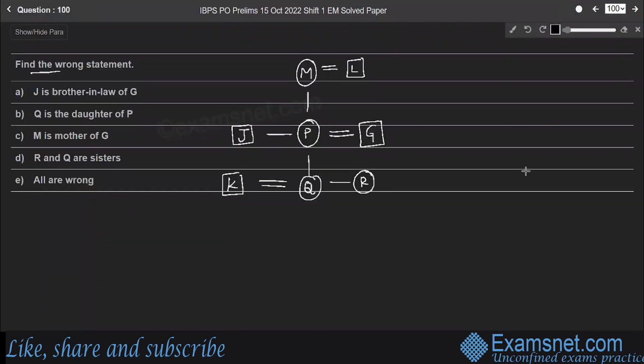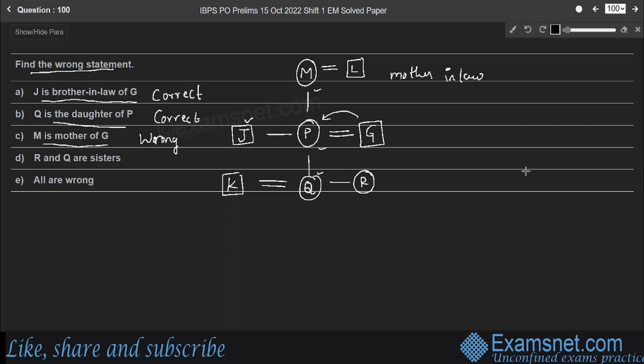Question 100. Find the wrong statement. The first statement is J is brother-in-law of G. Which is correct, because J is G's wife's brother, that means brother-in-law. The second one, Q is the daughter of P. Yes, a correct statement. And the third one, M is mother of G, which is a wrong statement because M is mother-in-law of G.